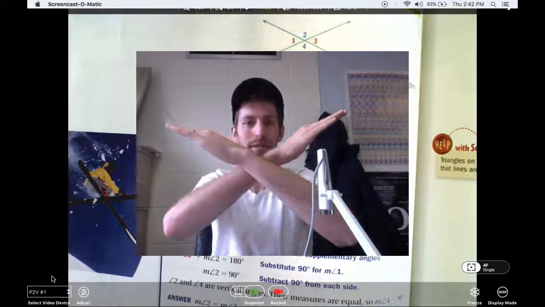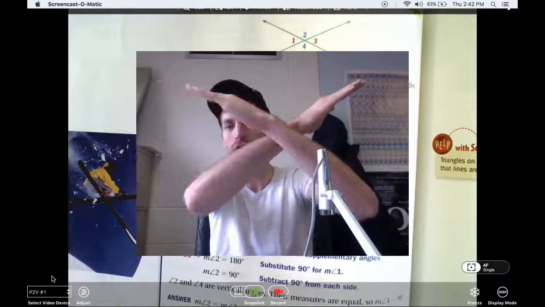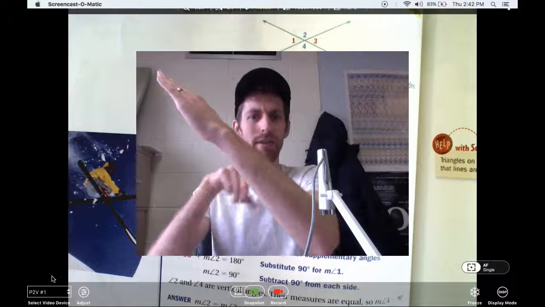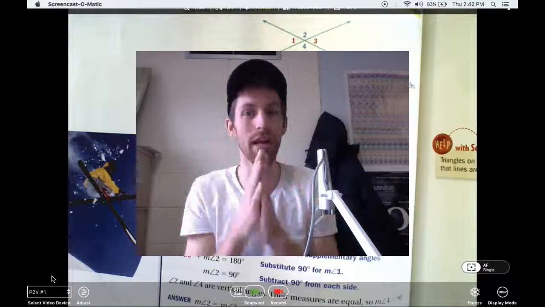The top and the bottom are the same. The right and the left are also the same. That's called vertical angles. Vertical because they are directly opposite each other, right? Could be side to side or up and down, but they're directly opposite each other. Vertical angles are always equal.